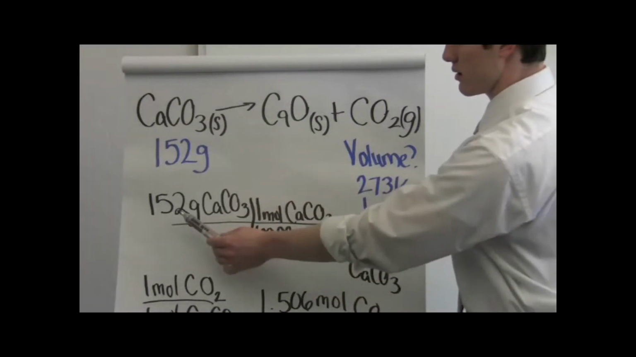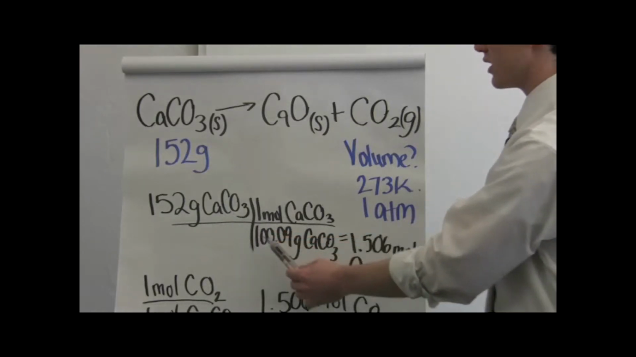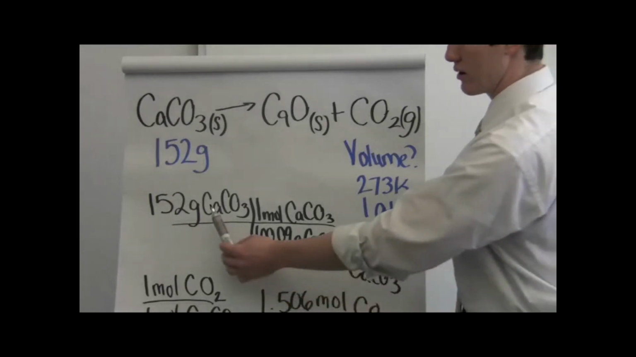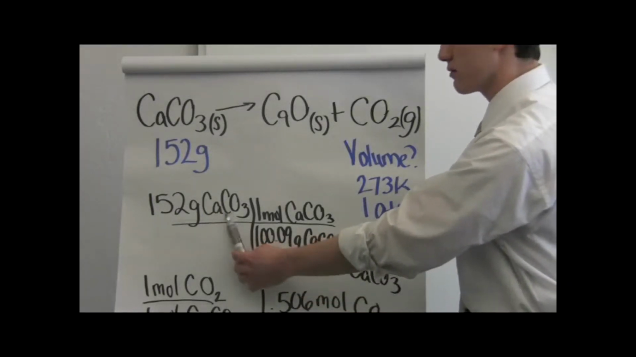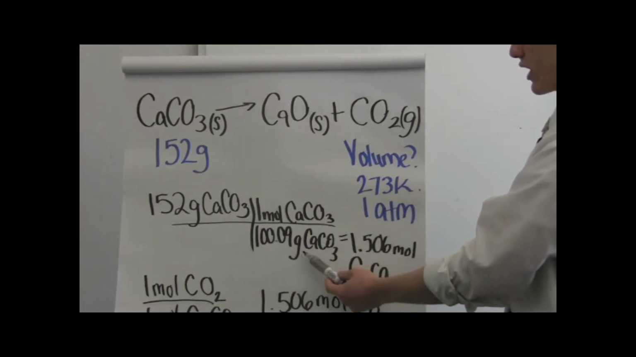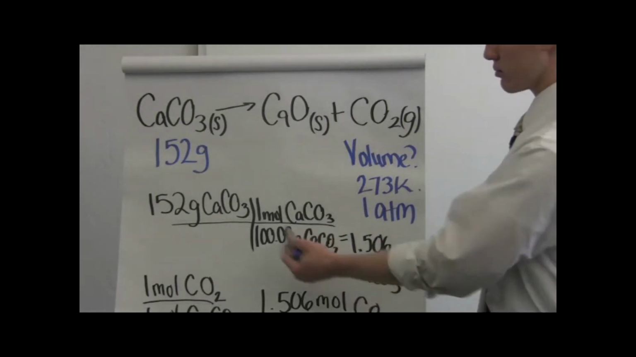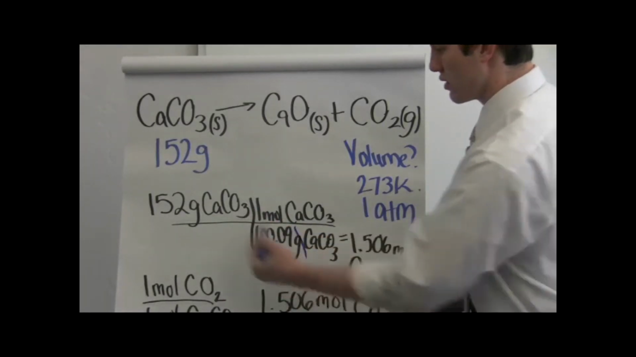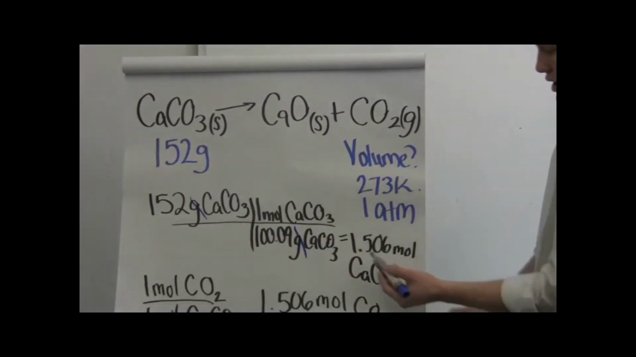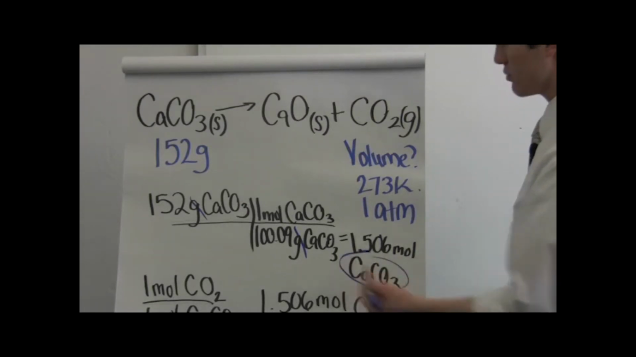So I'm going to just set this up. 152 grams calcium carbonate, that's what they give us. And I quickly just found the molar mass. All you do is add up the molar mass of calcium, carbon, and 3 oxygens. And that's 100.9 grams per 1 mole. So I set this up. Grams are on the bottom so that these cancel out. So grams, I divide by 100.9. And I have 1.506 moles of this stuff. Okay? That's how many moles.